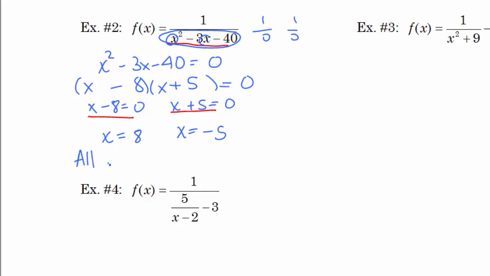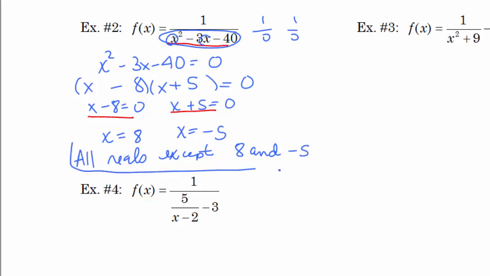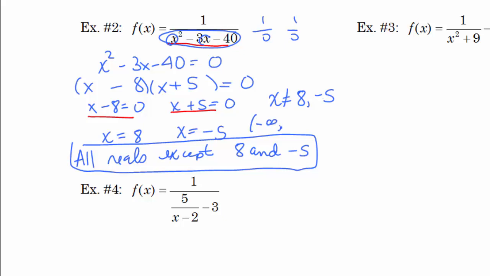I'm actually going to write that down. All reals except 8 and negative 5. So how could I write that as an answer? You know what? I'm fine with this. You could also write it as x not equal to 8 and negative 5. That implies everything else. But if you wanted to do it in interval notation, that's a little bit trickier. You'd have to go from negative infinity to negative 5, negative 5 to 8, and then 8 to infinity. So it can be done, it's just a little messy.